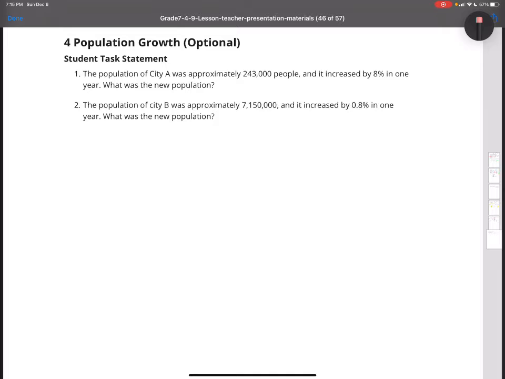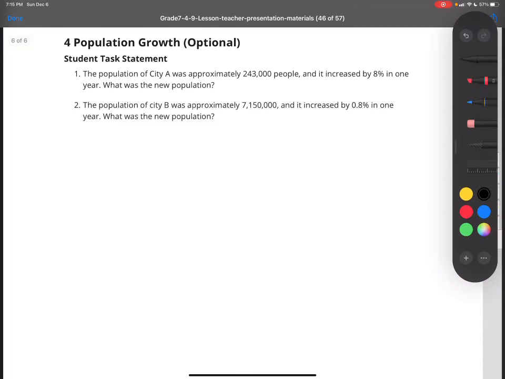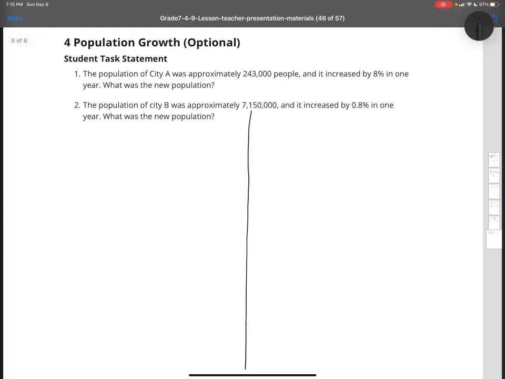For number 2, it's saying the population of City B was approximately 7,150,000 and increased by 0.8% in 1 year. What's the new population? Okay, so what I'm going to do is I'm going to partition my paper into pieces.